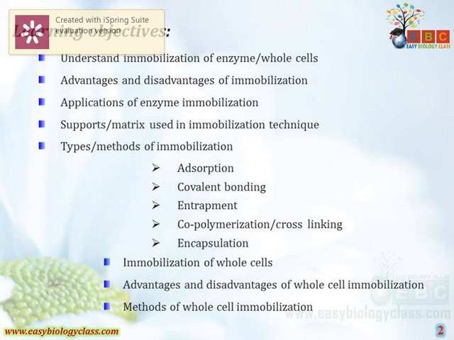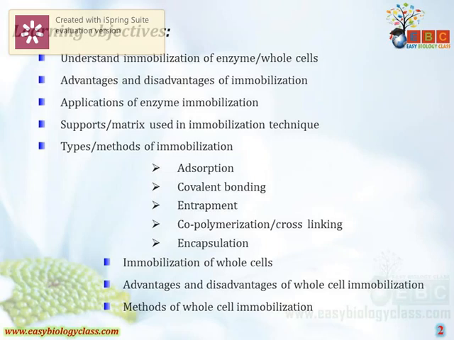The fourth important point is which types of support matrix are used in the immobilization technique. Then a very important point of this chapter is the types or methods of immobilization. There are five types: adsorption, covalent bonding, entrapment, copolymerization or cross-linking, and encapsulation. We will go through them one by one.